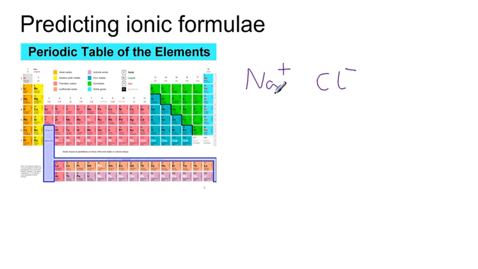Another way of coming up with the formula is using what we call the crossover method, where you draw an arrow from the sodium to underneath the chloride. Write down the number of charges the sodium has. The sodium has 1 charge. The chloride has 1 charge. And that gives you the ratio. The ratio of the sodium ions to the chloride ions is 1 to 1. That gives you the formula for sodium chloride.